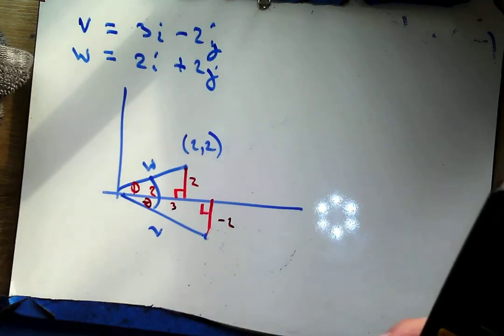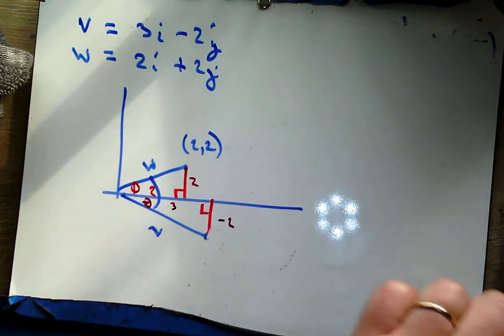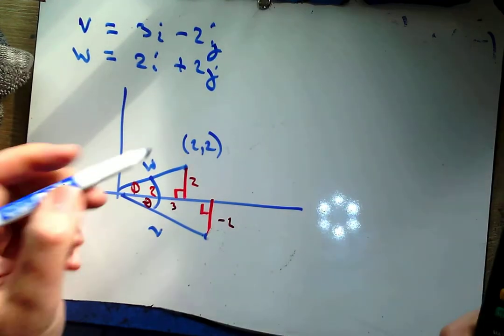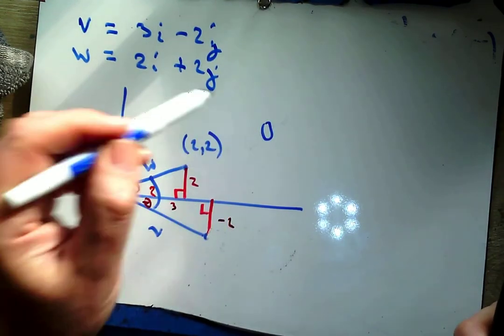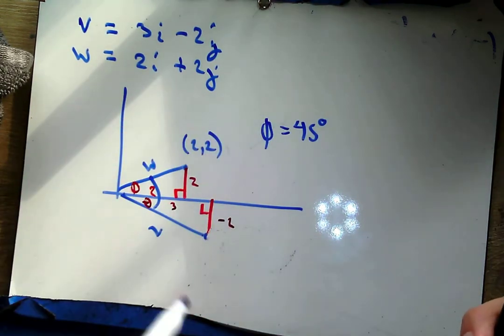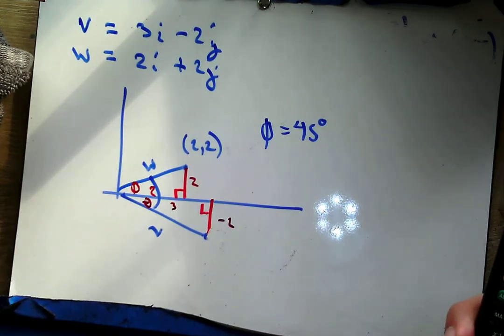Yeah, I'll do that. So this is inverse tan over 1. Oh, great, because 2 over 2 is 1. That means that phi is going to be 45 degrees. And then what about this one? Inverse tangent of -2 divided by 3.